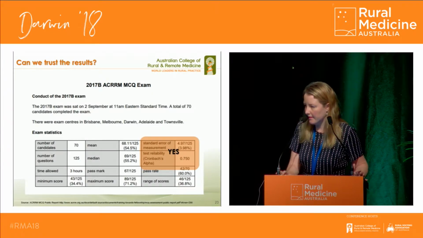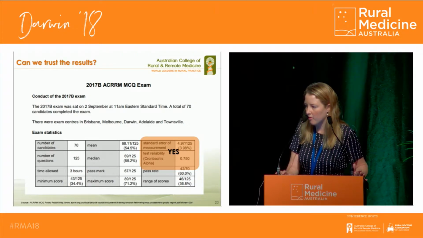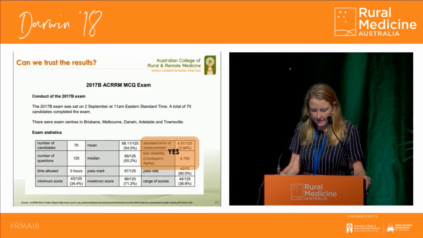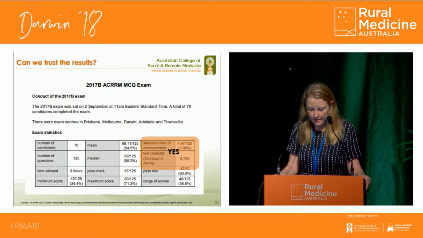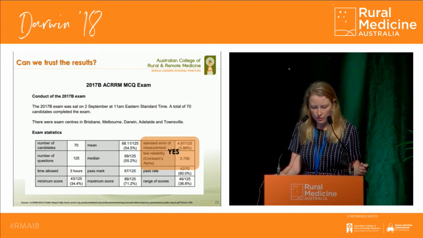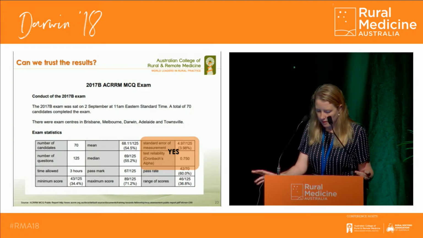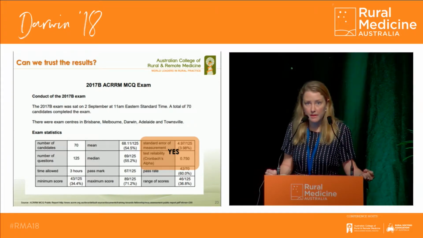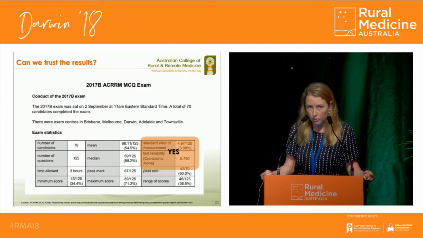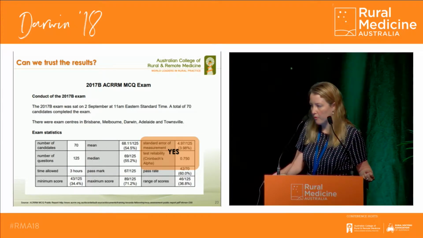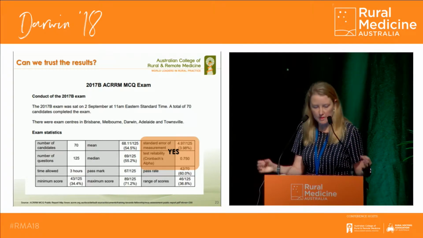So just to prove that our exams are reliable and valid, we've got our public reports. The Cronbach's alpha is asking, do different parts of a single multiple choice exam lead to similar conclusions about a candidate's ability? So it's questioning the internal consistency or reliability of the exam. The closer to 1, or the higher the results, the lower the error. So the ideal Cronbach's alpha is more than 0.7, which obviously this 2017B MCQ exam had, so it was a reliable result.